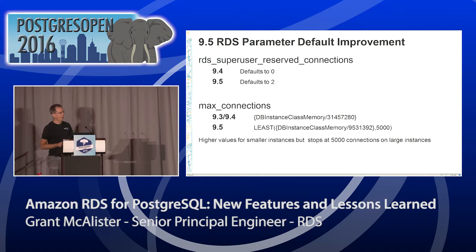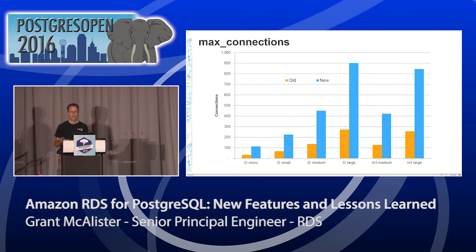The other one that we got a lot of comments on from our customers was our max connection setting. In 9.3 and 9.4, we used a formula that said, how much memory divided by a certain number, that's how many connections we start with by default. And it worked for a bunch of the instance classes, but not a great fit. Now what we do is we say, we're going to start with more connections, but we're going to cap it at 5,000. And so this is what it looks like for our different instance classes.